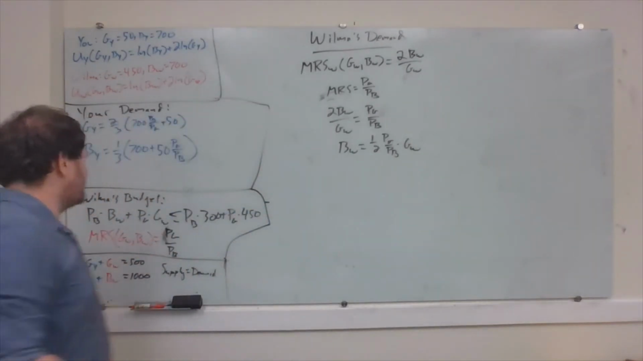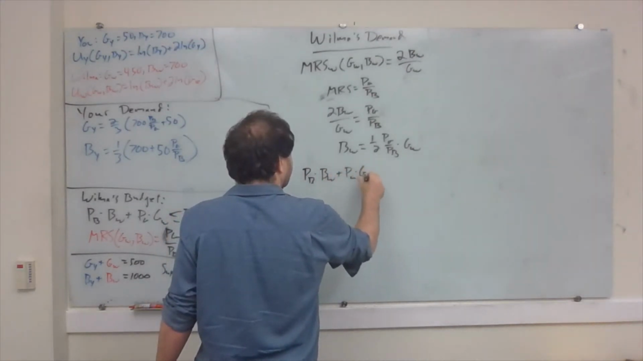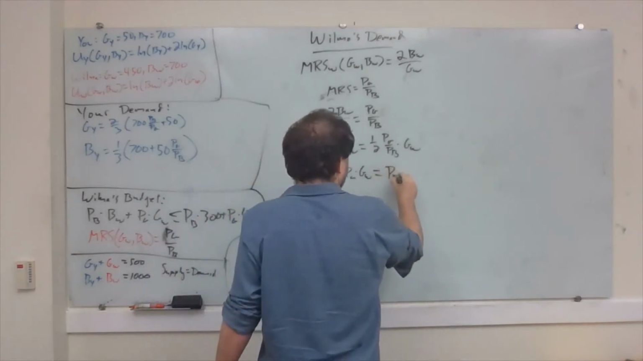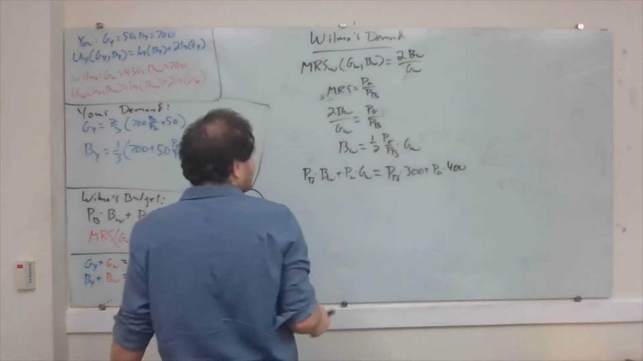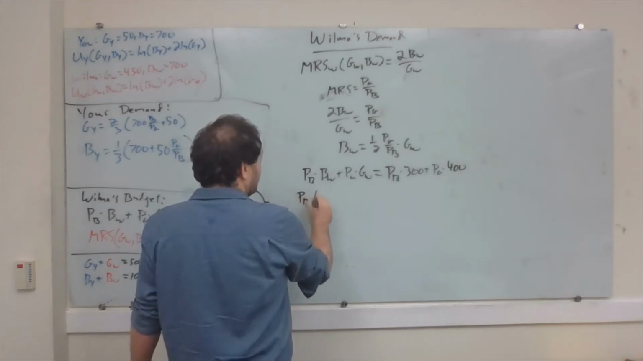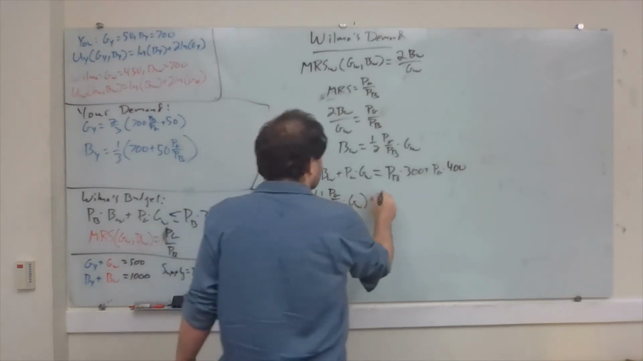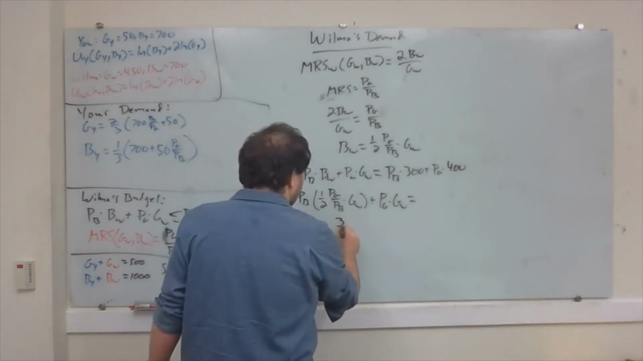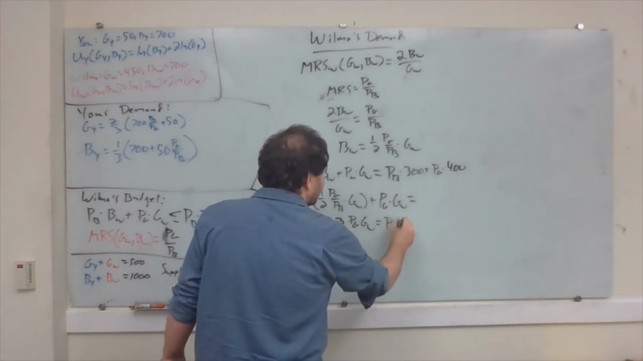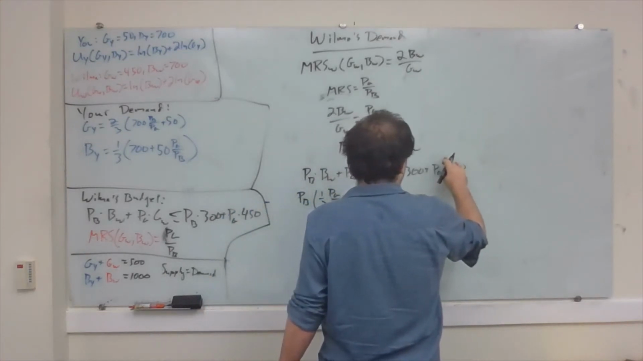We'll plug this into Wilma's budget, right? So that'll give us PB times BW plus PG times GW equals PB times 300 plus PG times 450, right? Plug this in for BW. I'm going to end up getting PB times 1/2 PG over PB times G plus PG times G equals our income, right? Just as before, this is going to give me 3/2 PG times G equals PB times 300 plus PG times 450.